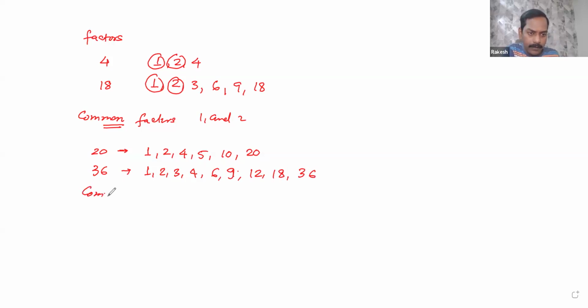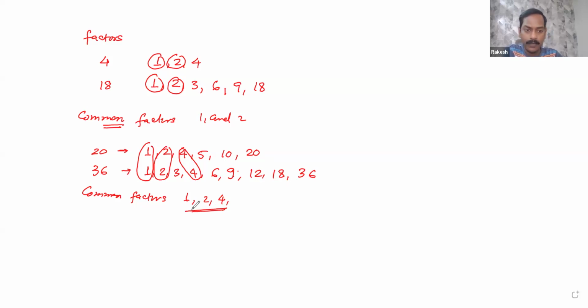Now what are common factors? Let us check. 1 is a common factor. 2 is a common factor. 3 is not appearing in both, but 4 is a common factor. Right? 5 is not appearing. 6 is not appearing. 10 is not appearing, right? And 20 is also not appearing. Similarly, 12, 18, and 36 are not appearing in both. So we can say that these are the common factors of 20 and 36, right?